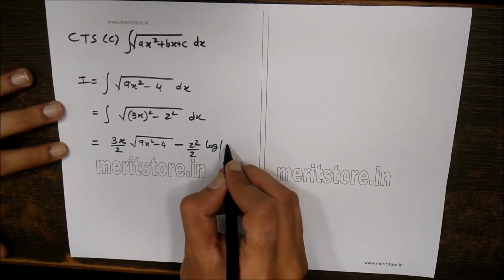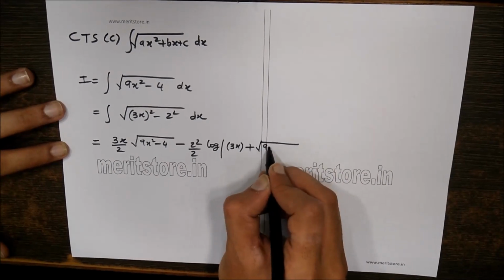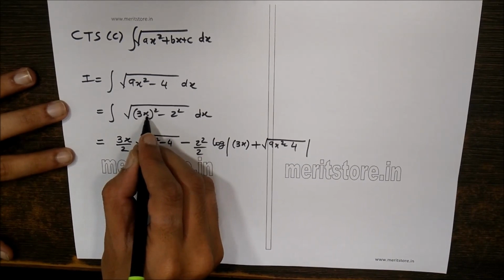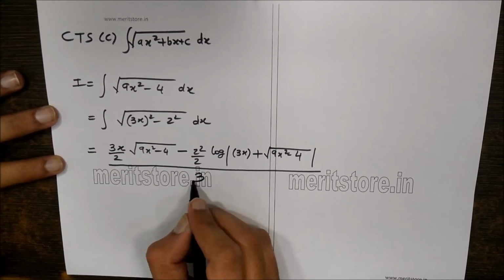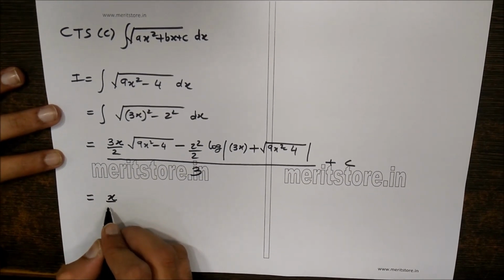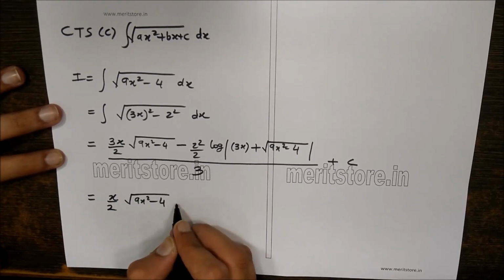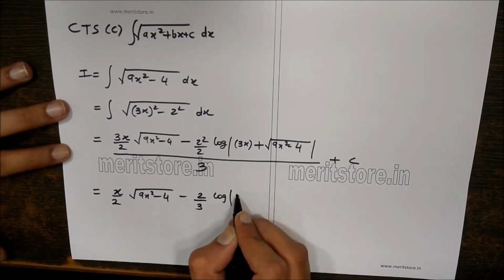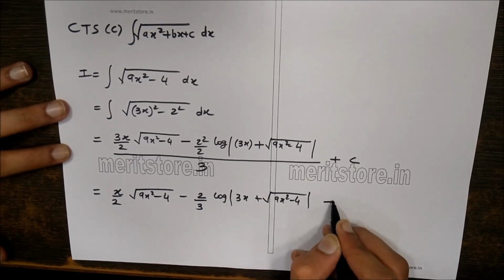log mod x plus this entire part root of 9x square minus 4. And since there is a coefficient of x as 3, we are going to divide the whole term by 3 plus the constant. The final answer, x upon 2 root of 9x square minus 4 minus 2 upon 3 log mod 3x plus root of 9x square minus 4 plus c.